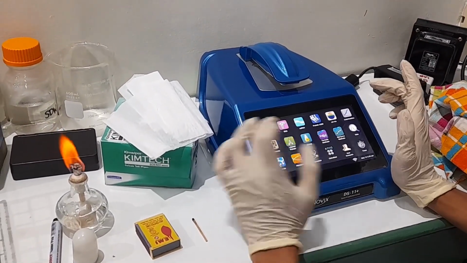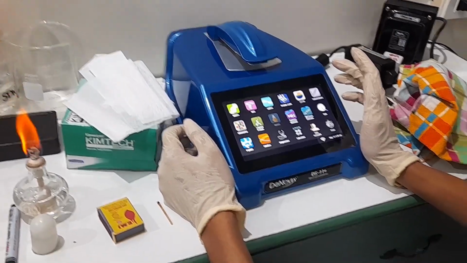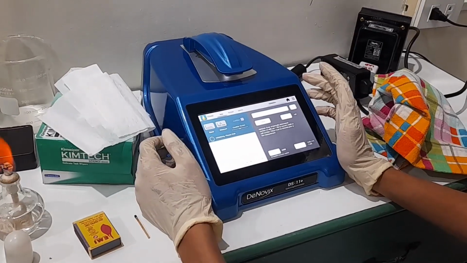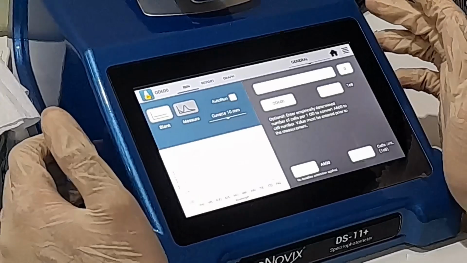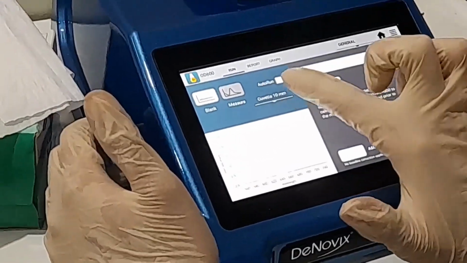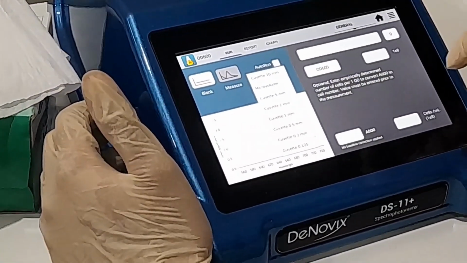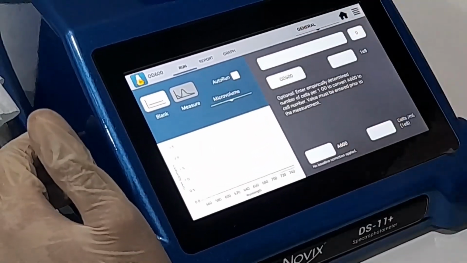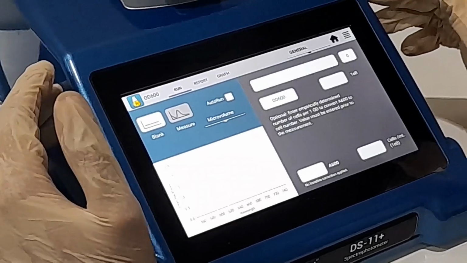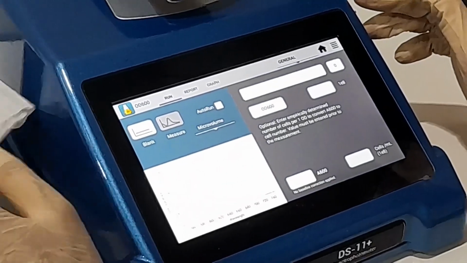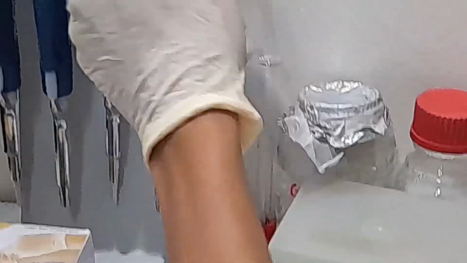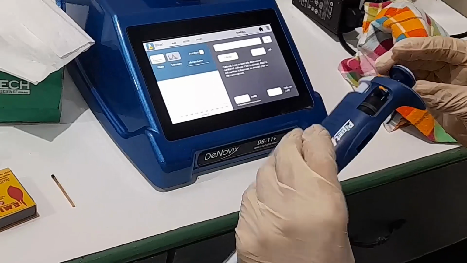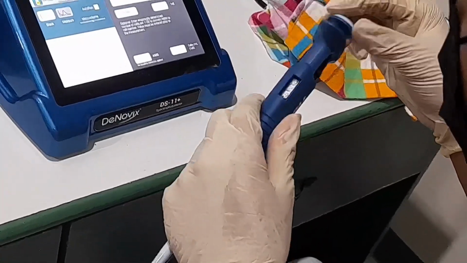So you need here in the OD600, okay, we don't have a blank yet, so we can't measure. First we need to set our measurement to microvolume. But we don't have a blank yet. First we can clean. So in cleaning this one, you need 0.1 microliter.